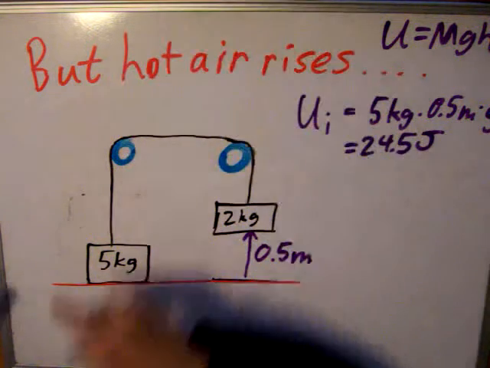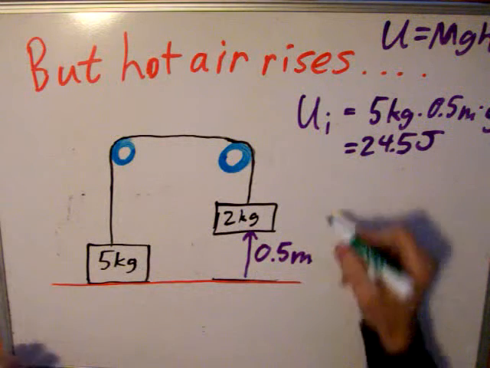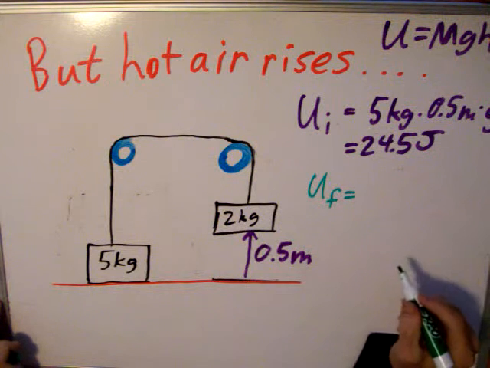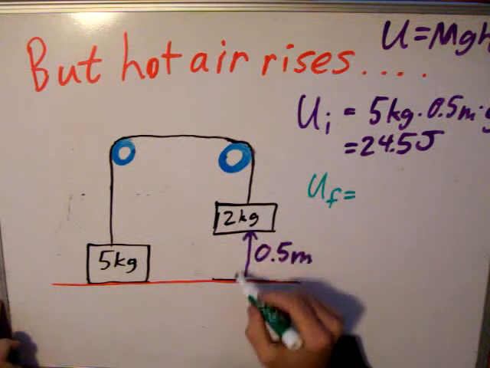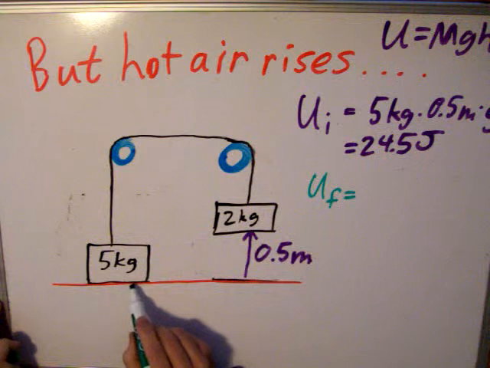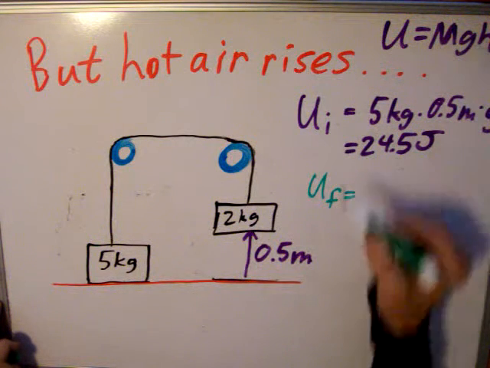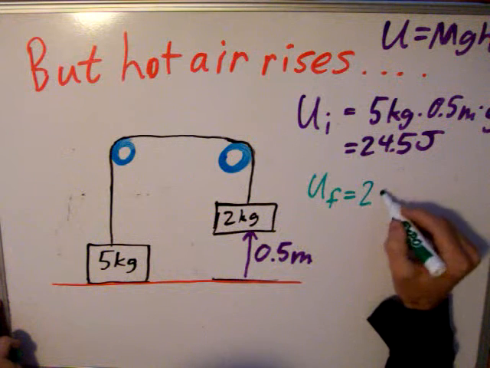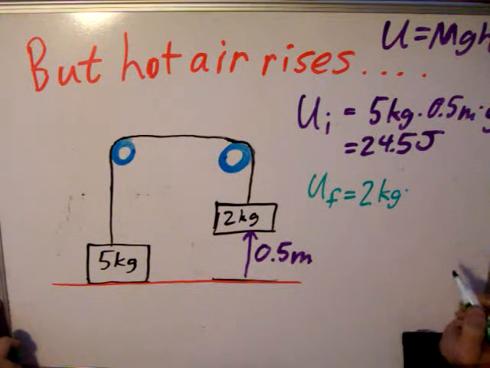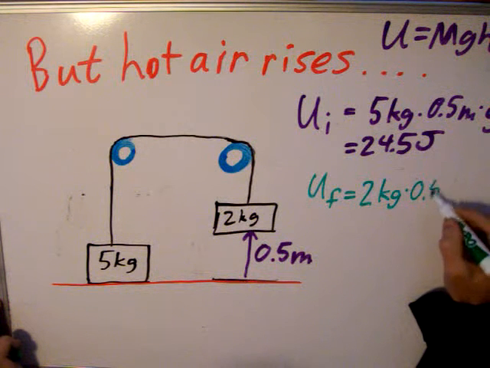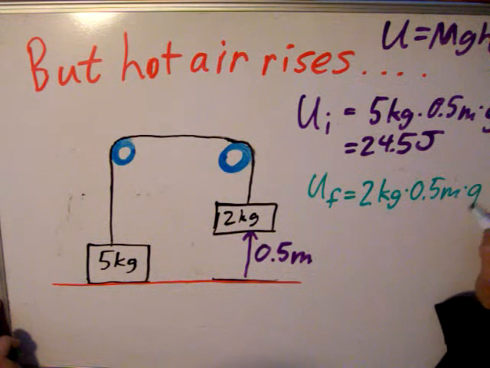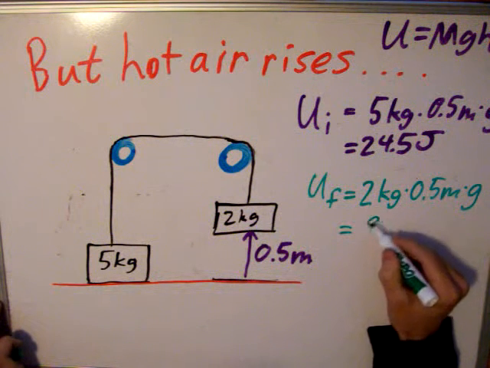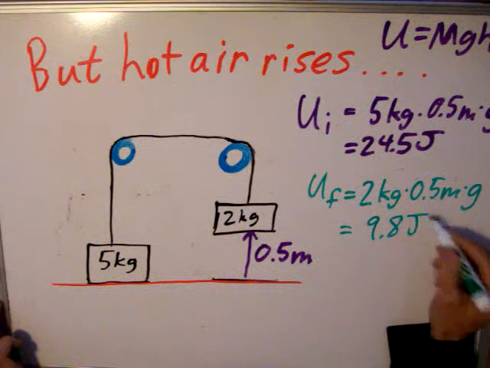Okay, but now the energy is different. So here's our final energy, final. It's going to be all in this weight. This one has a height of 0. So once again, if the height is 0, then it'll have no energy. So this one has all the potential energy. And I'm going to say that is 2 kilograms times 0.5 meters times little g. 2 times 0.5 is 1 times little g, which is 9.8. So that would be 9.8 joules.